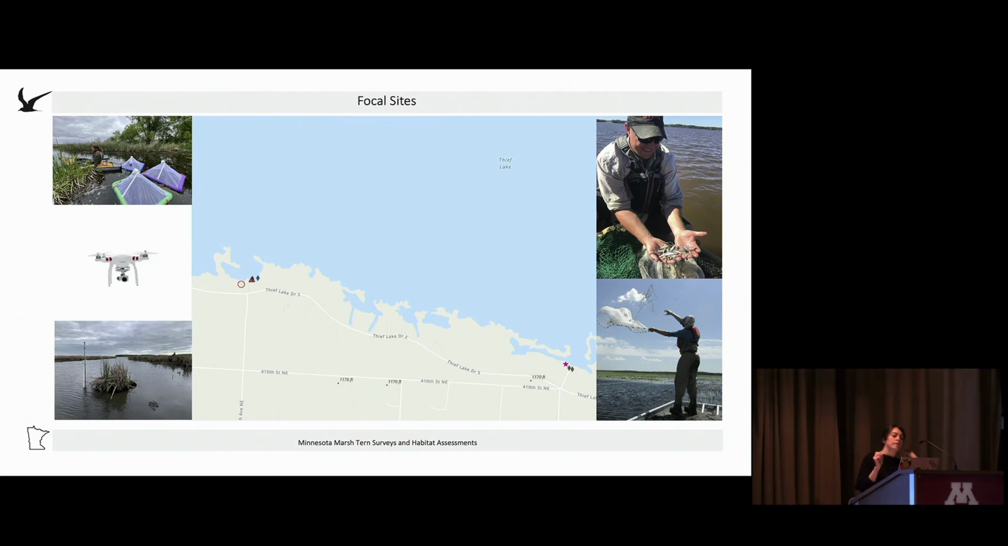So here's just some photos of the things that we deployed at each of the sites. In the upper left-hand corner, you can see Steve is kayaking out some emergent insect traps that we put at the plots, and then just some seining.